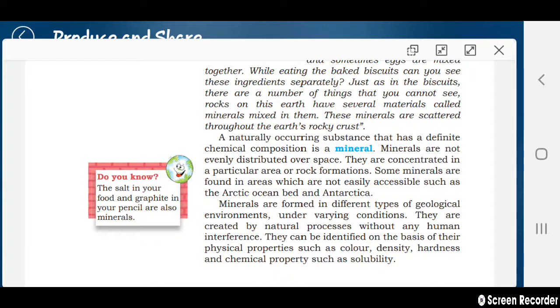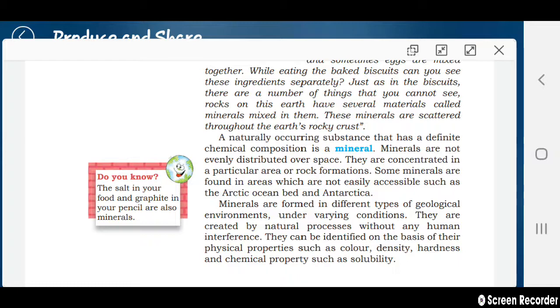You can find some minerals in areas which are not easily accessible, like some minerals in the Arctic Ocean bed, where it is not easy to go, and some minerals in Antarctica, where it is also difficult to go.